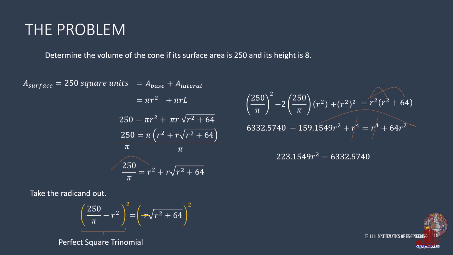6,332.5740, where r squared is 28.3775 after dividing 223.1549. Take the root of r squared, giving r as 5.3271 units.